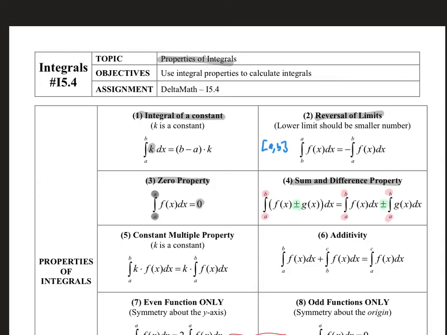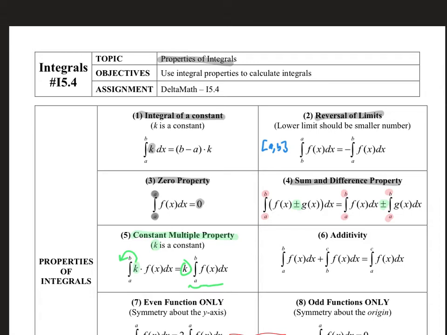Property number 5 is the constant multiple property. K is representing a constant in this. This property says if you have a constant times the function, you're allowed to take that constant and pull it to the outside of the integral, write it out here, and then just focus on doing the integral of the function.